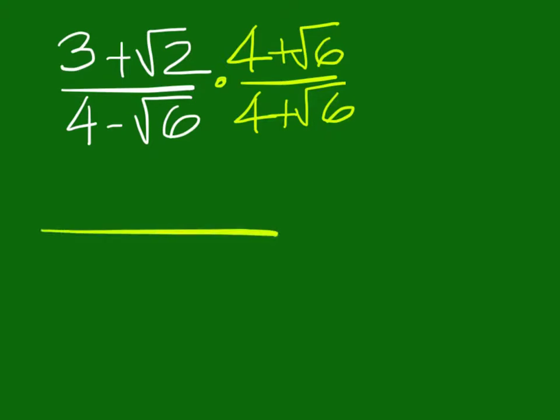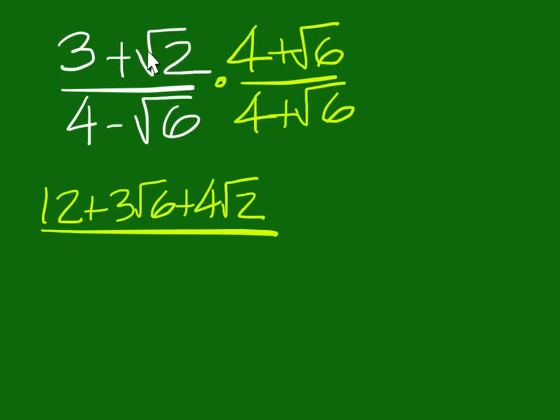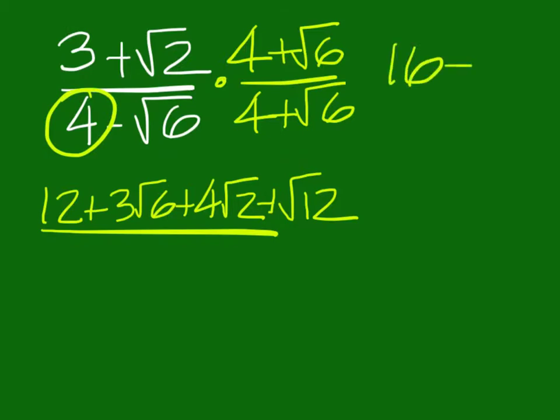On the top, when you multiply, it's 3 times 4, which is 12. And then 3 times the square root of 6 is 3 square root of 6. Square root of 2 times 4 is 4 square root of 2. And then square root of 2 times square root of 6 is square root of 12. On the bottom, you use the trick we learned yesterday, which is 4 squared is 16. And then square root of 6 squared is 6. 16 minus 6 is 10.